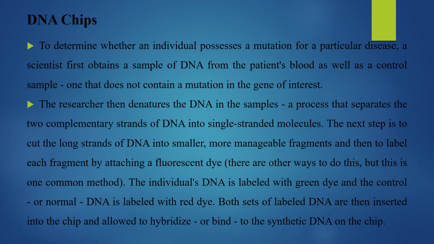Now there are other ways to do this, but this is one common method using the fluorescent dye. You can radiotag them, etc. The individual DNA is labeled with green dye, and the control or normal is labeled with red dye. Both sets of labeled DNA are then inserted into the chip and allowed to hybridize or bind to the synthetic DNA on the chip. That's a solid phase.